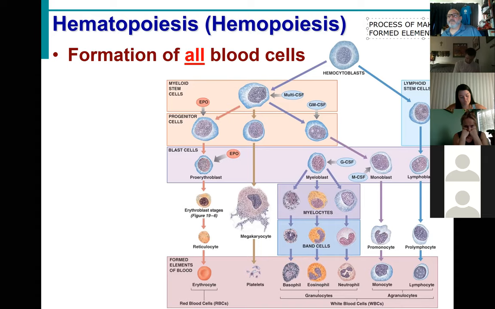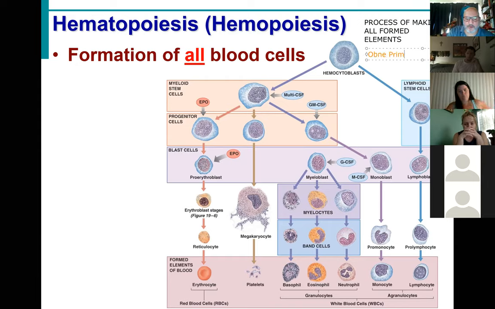This process of making all formed elements is the process of hematopoiesis or hemopoiesis. You may use either of those. Notice in this process, we have, as I mentioned, one primary stem cell, and it happens to be a pluripotent stem cell. And that pluripotent stem cell is the hemocytoblast.